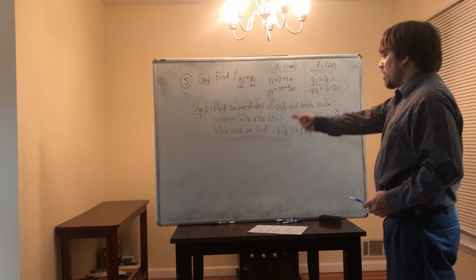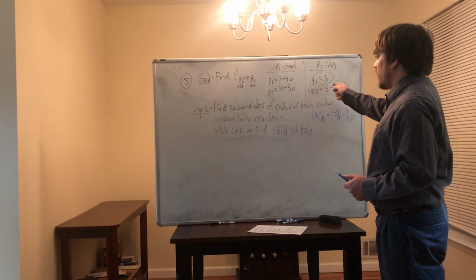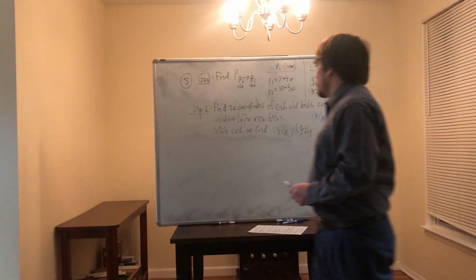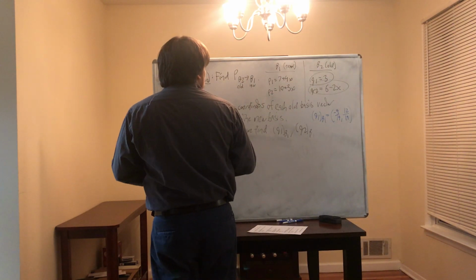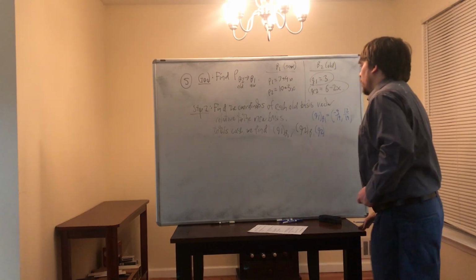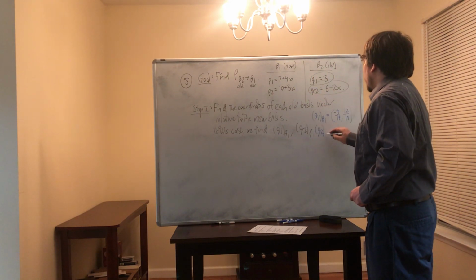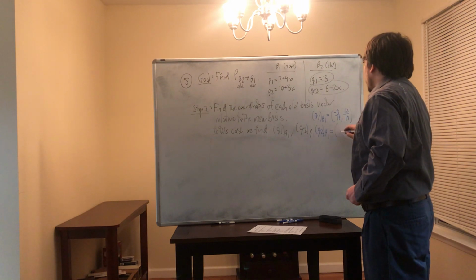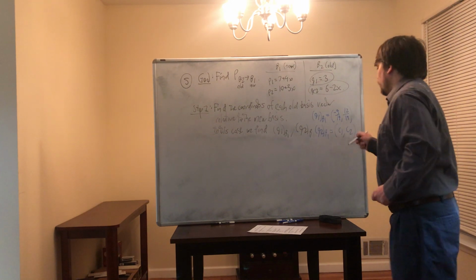Okay, so for step 1, find the coordinates of each old basis vector relative to the new basis. This is the old basis, that's the new basis. And so we want to find the coordinates of Q2, which is the only other old basis vector, relative to the same new basis B1. And so I'm going to use the same letters here, C1 and C2.